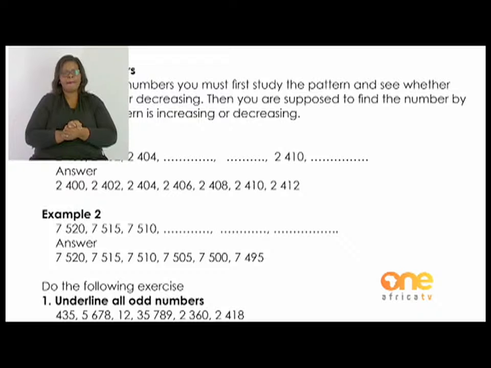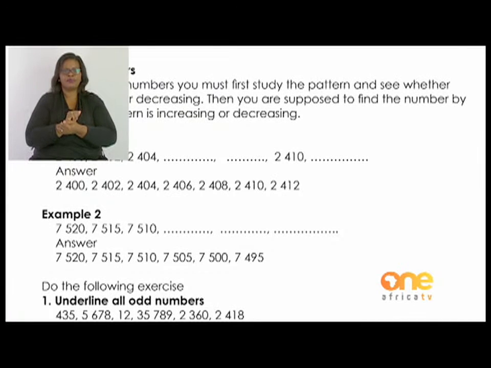Our first number on the second example is 7,520, followed by 7,515. Then the third one, 7,510. If you look at the first two numbers, we are having 20 at the end, then the second one is having 15 at the end. It means our numbers are going down. But for them to change from 20 to 15, it means they are going down by 5. So we are supposed to subtract 5 to get the next term.